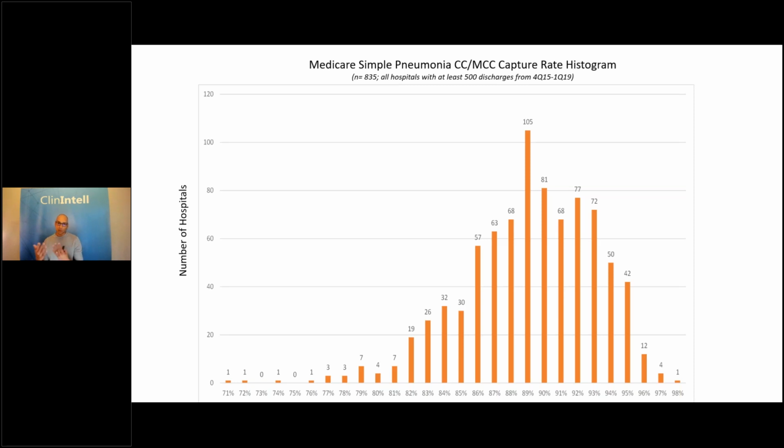They take your capture rate, maybe at the DRG level or whatever level, and they're going to compare it to the 80th percentile in MedPAR. Now, the data you looked at was all payer data, but this just drives my point home. Let's just say their Medicare simple pneumonia capture rate was 86%. It was all payer, but I'm trying to make a point. If their Medicare capture rate was 86%, and now we looked at the national data capture rate, where's 86% on here? Do you see it? It's down here. It's on the left-hand side of the curve. So there's a possibility now that the consultant or the vendor is going to tell them, no, you need to be at 80th percentile, right? You need to go that way. But you see how misleading that can be?